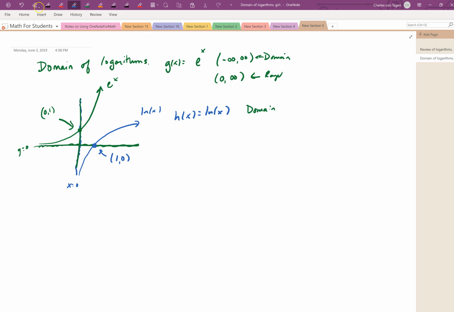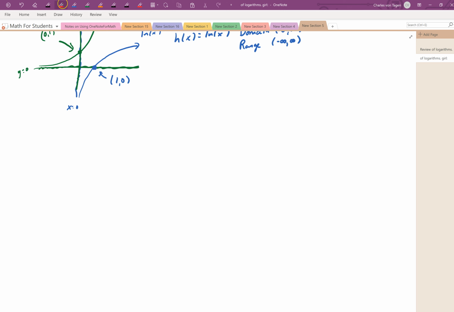This is going to have a domain of what? Well, we can see from the graph, or we can see by the domain and range switching when we construct an inverse, the domain of the natural log is going to go from 0 to infinity, and the range goes from negative infinity to infinity. Okay. So let's just tackle some basic questions.